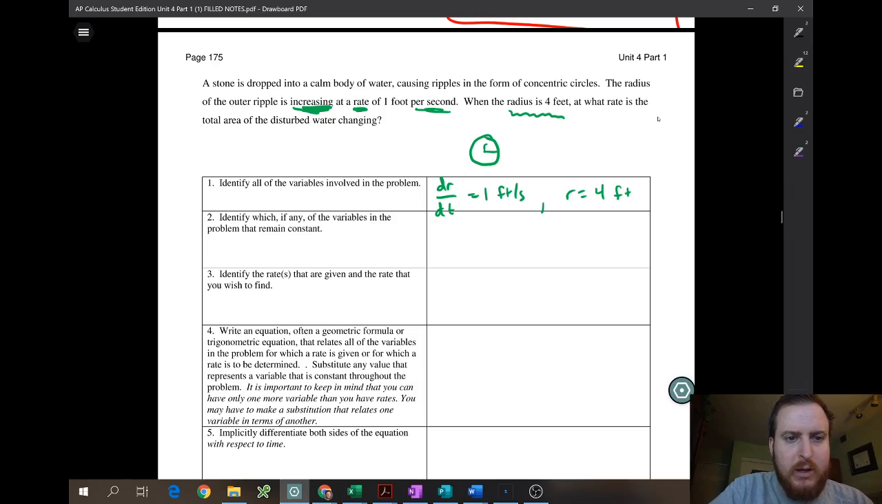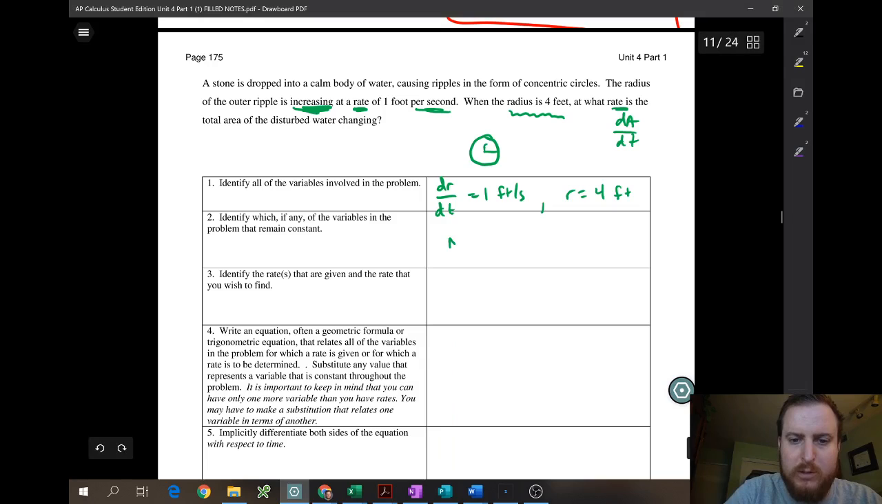At what rate is the total area of the disturbed water changing? So that's what we want, at what rate. So we want dA dt. That's what we're trying to find. Reading through these is one of the most important things to start learning how to do, and that's what is going to take the most practice. So we have no variables. And then the rate that was given, we already wrote it, so the 1 foot per second. And what do we want to find? Well, we want to find dA dt.